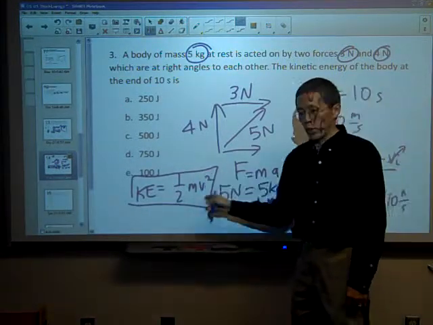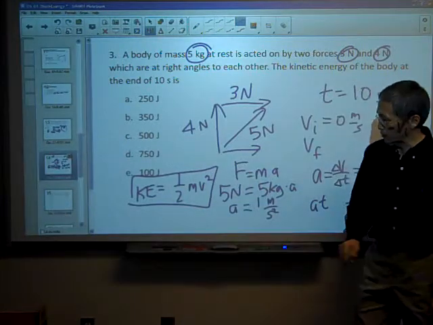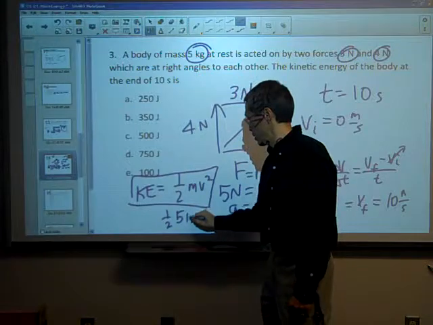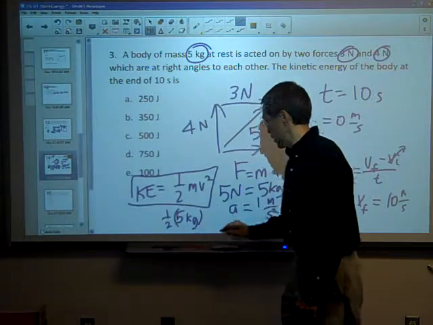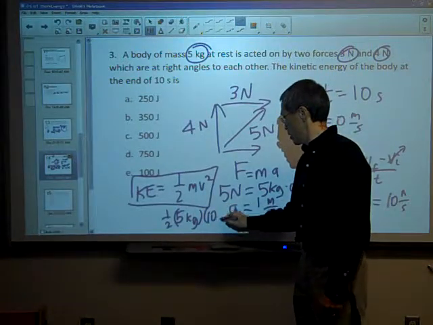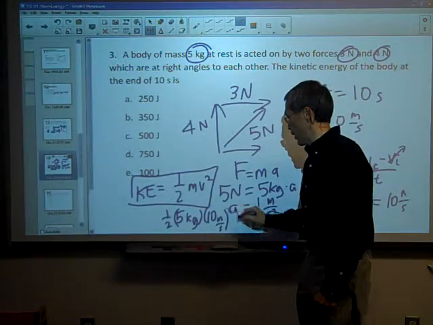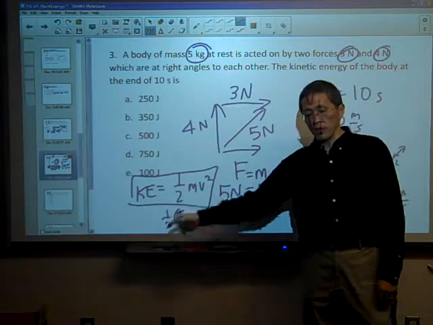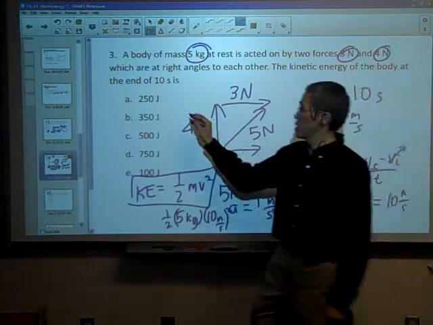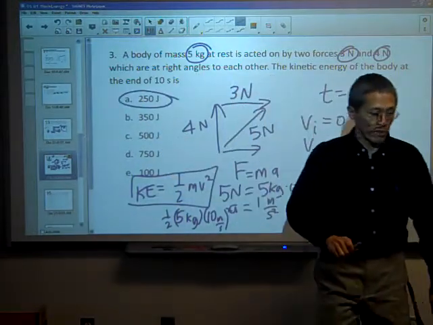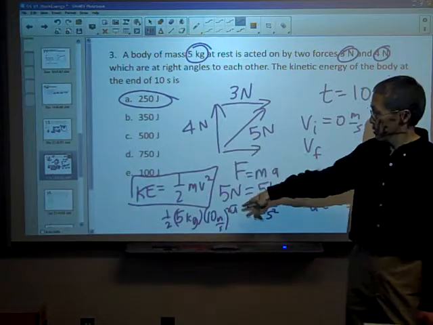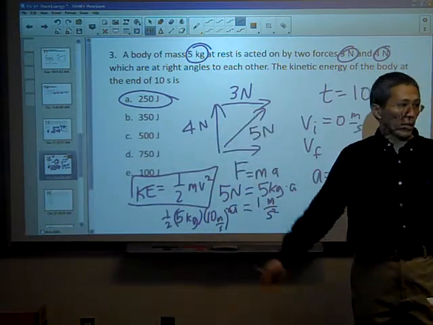I just plug that in this equation, and I have 1/2 times 5 kilograms, and I have, what was it again? 10 meters per second. Square that. That's 100 times 5 divided by 2. That's going to be, what, 250? So it looks like it's that. Now, on the AP exam, you're not going to have that much time, but this is one you might want to look at.